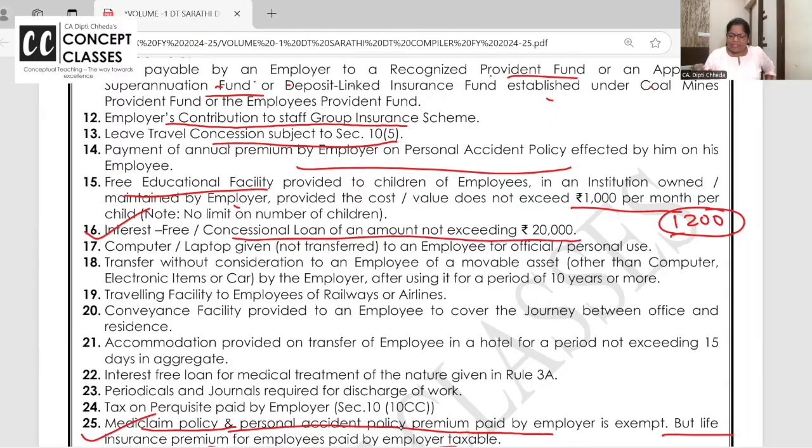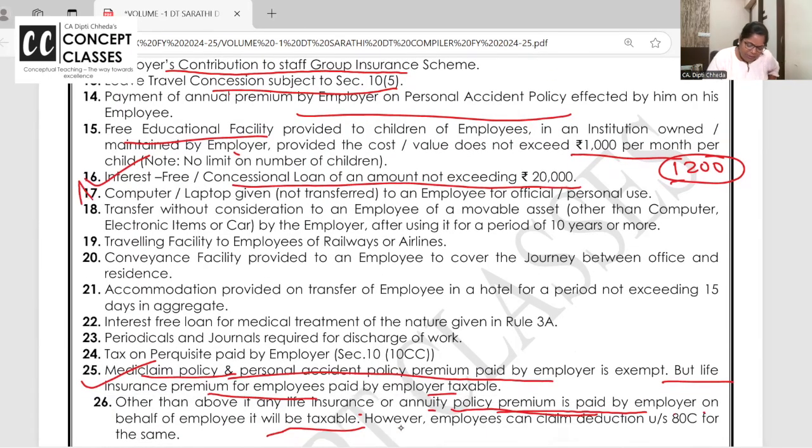Concessional loan to employee up to 20,000, no problem. Beyond that, you have to check the SBI rate. We will do that ahead. This one is asked in every exam.